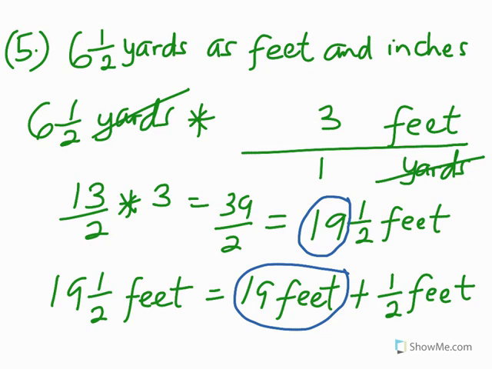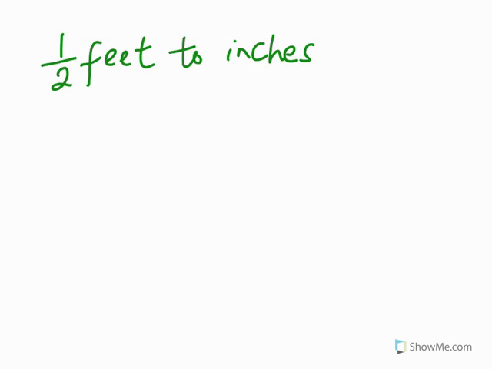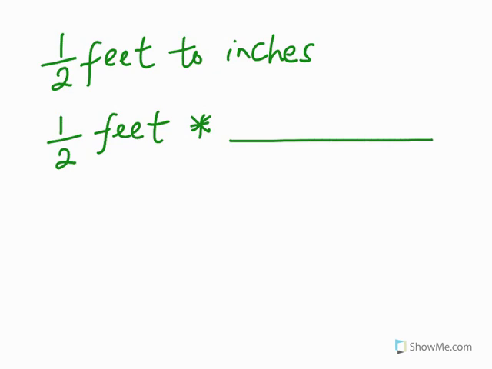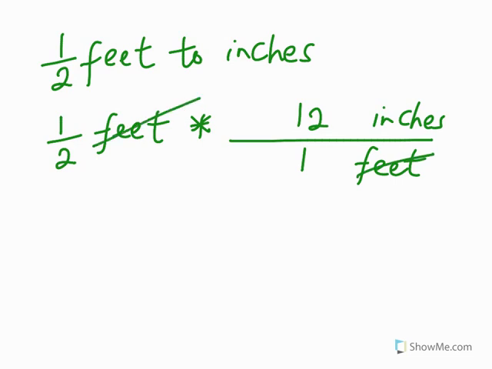And now this fractional part in feet, we convert to the smaller unit, inches. That is the way we do it. So let's convert this half foot to inches. It will be half feet times inches over feet. 1 foot is 12 inches, so feet will cross out feet. 1/2 times 12 is what? 6 inches.